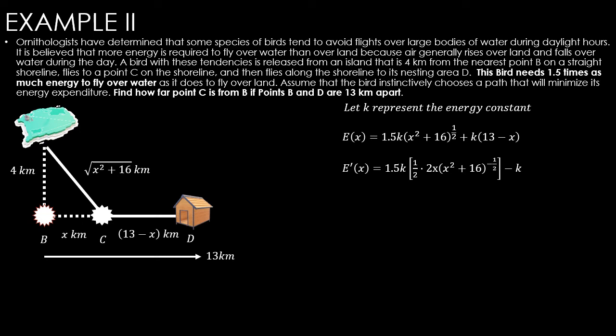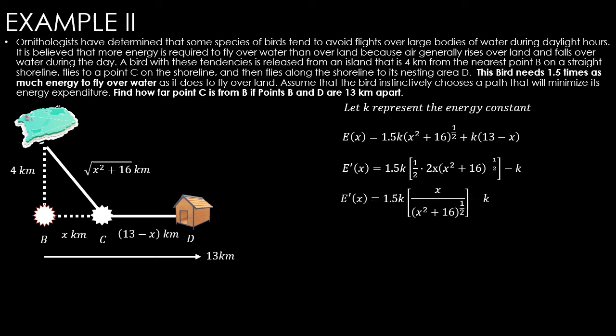So once you do the chain rule, you get 1/2 times the derivative of the inside. So x squared plus 16, that derivative is 2x, and then you need to raise that to the 1/2 power minus 1. So that's where I get the negative 1/2 from. And then the last part is from the negative kx part when you take the derivative. And remember, k is a constant, so that 13k falls off.